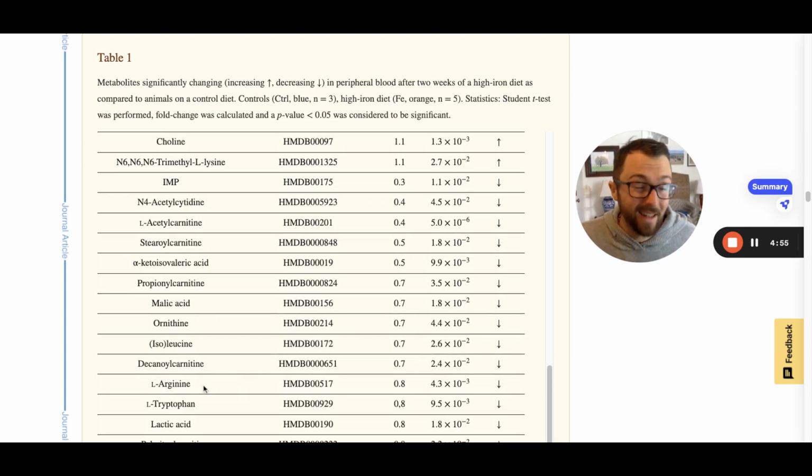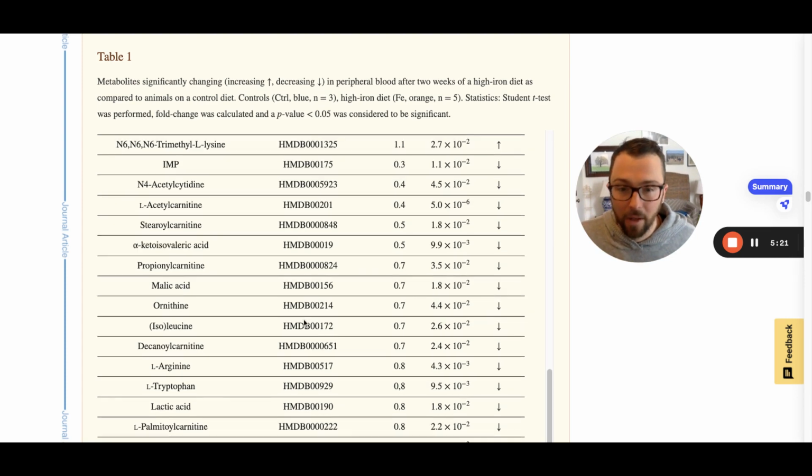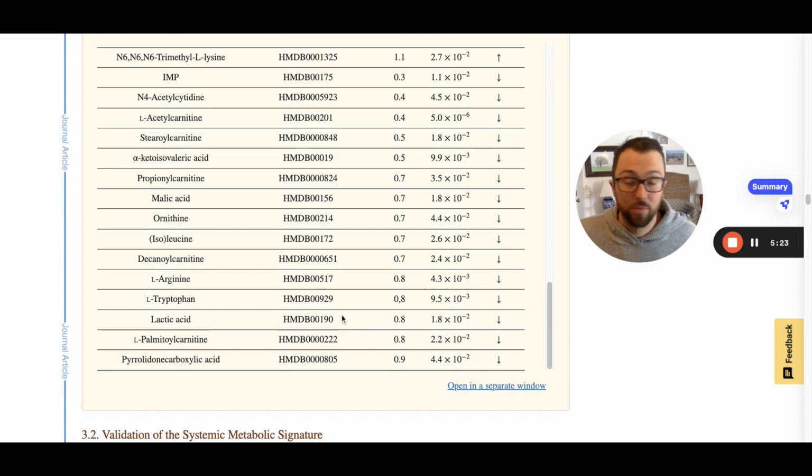There's a decrease in L-arginine. L-arginine is a major player in the NOS, the nitrogen reactive species, or NRS. Again, something that fights inflammation. All of the byproducts of trying to create antioxidants are up. The antioxidants themselves are down. So that just shows that there's a lot of oxidative stress going on here. So just fascinating and a good list to work off of.